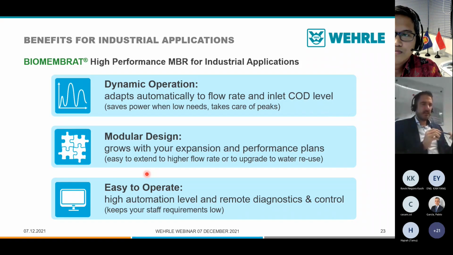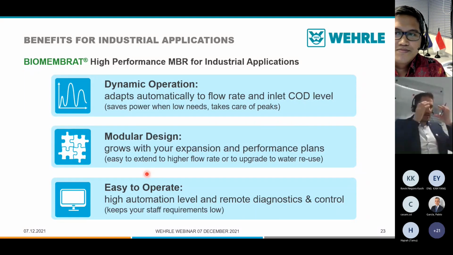Also, WEHRLE usually equips their plants with remote control. That was also quite important now in the COVID phase, where we couldn't travel to Indonesia, for example. In Indonesia, we are commissioning plants right now remotely. That means the operator has a VR glass and he's connected with our operators here in Germany, and they are like using him as a dummy and telling him, okay, now go there, go there, go that. And that is all possible through remote control. And after that, once the plant is commissioned, the plant can also be completely operated via remote control.